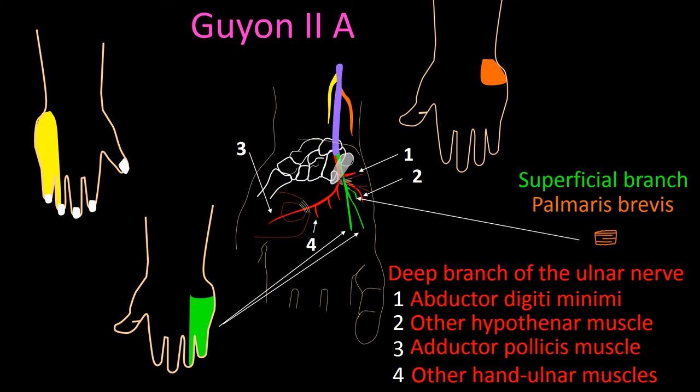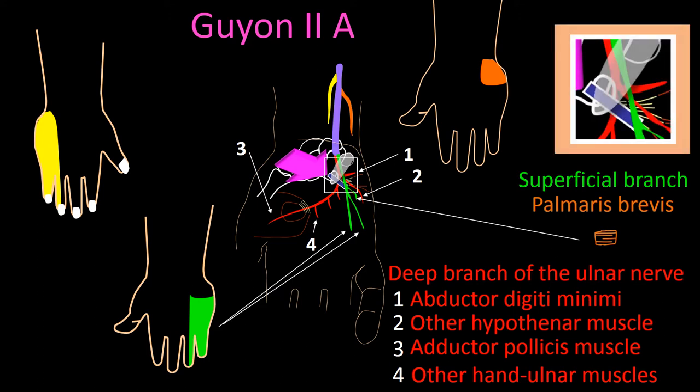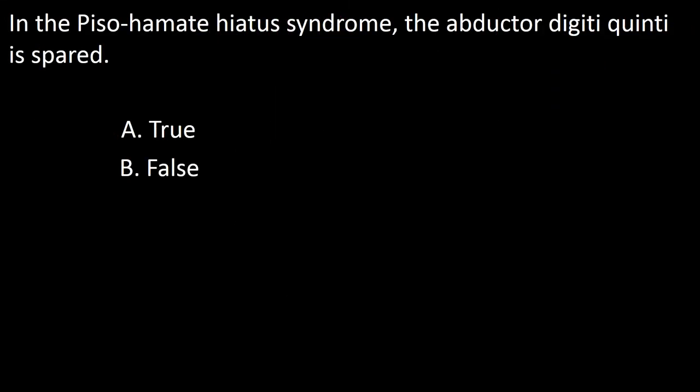In patients with Guyon 2A or pisohamate syndrome, the injury occurs while the deep branch of the nerve is still in the canal, corresponding to the area I have enlarged, producing weakness in all hand ulnar innervated muscles except the palmaris brevis, the abductor digiti minimi, and all other hypothenar muscles. So the answer to this question is A.